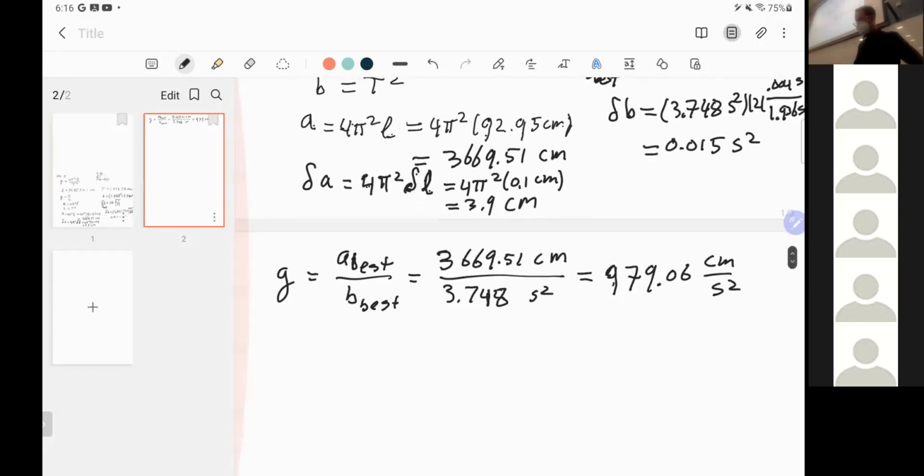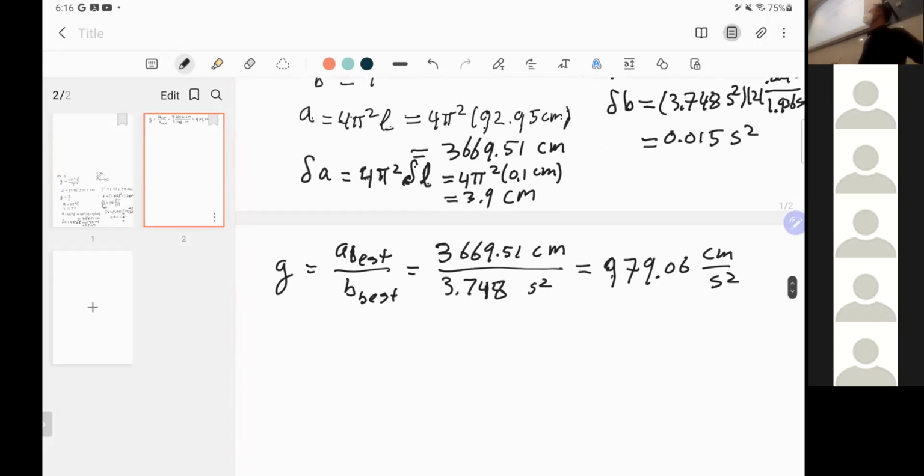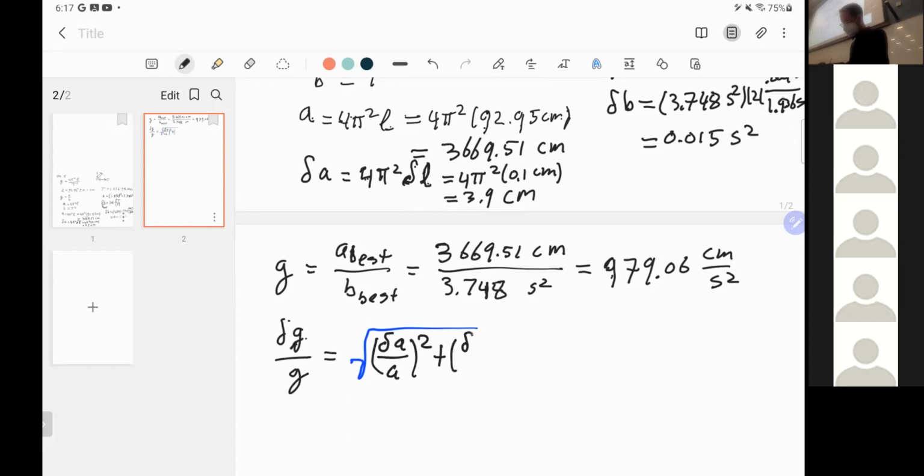And what about the uncertainty then? For the uncertainty, we just use the equation for quotients. So delta G over G is equal to the square root of delta A over A, quantity squared, plus delta B over B, quantity squared.